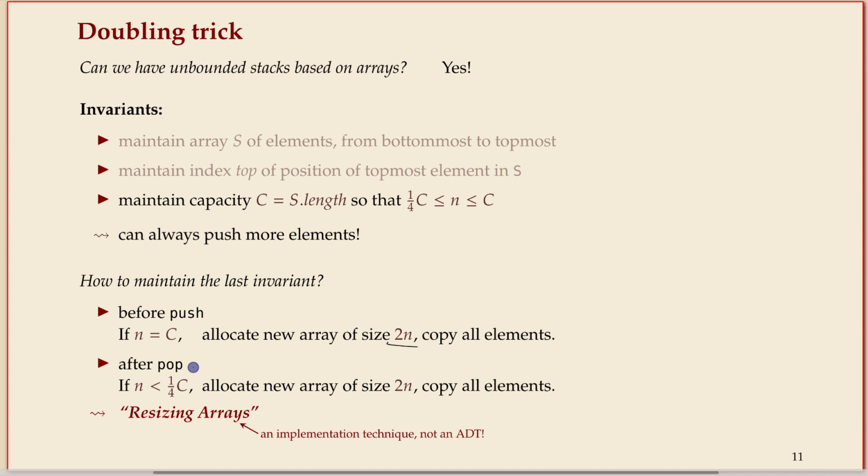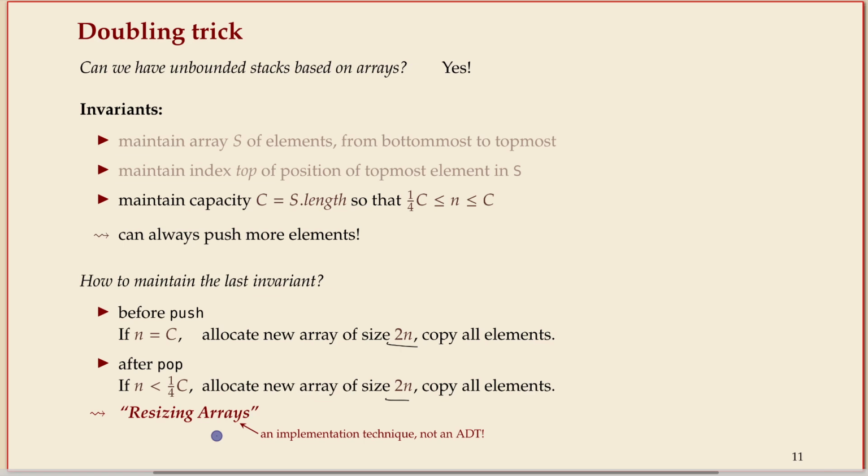And after a pop, we may have emptied the array too much. So if the new size is too small, or the array is too big, then we'll also allocate a new array with size 2n. This looks like it's doubling, but it's actually shrinking because n is the number of actual elements.